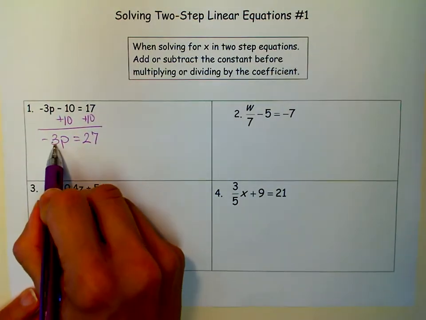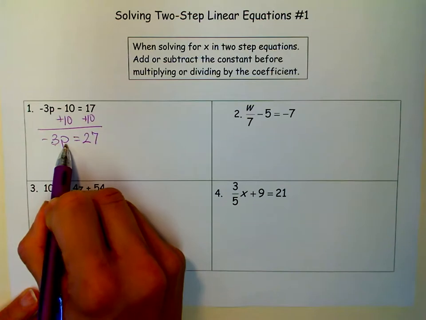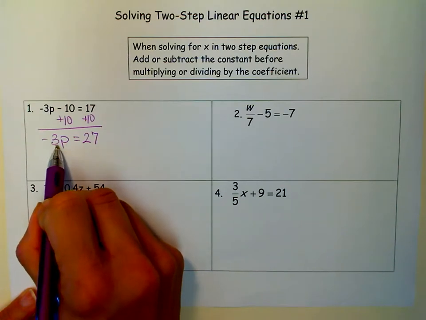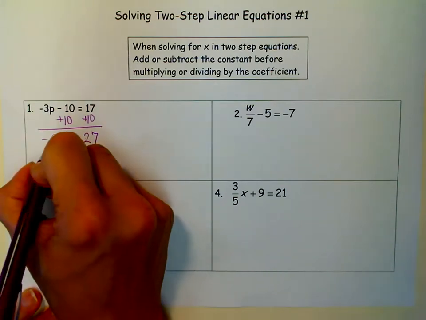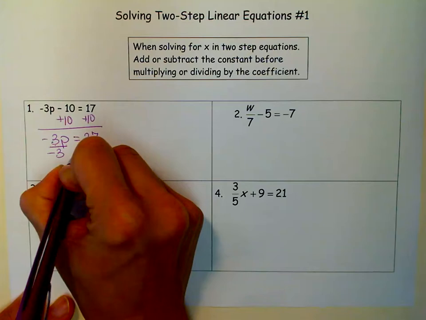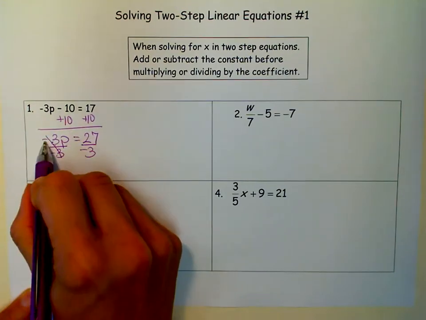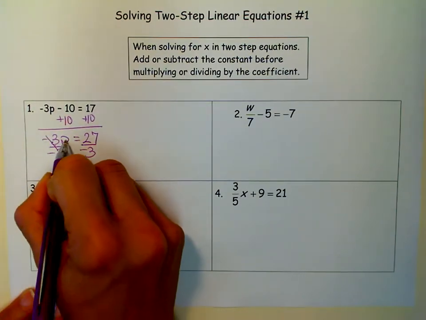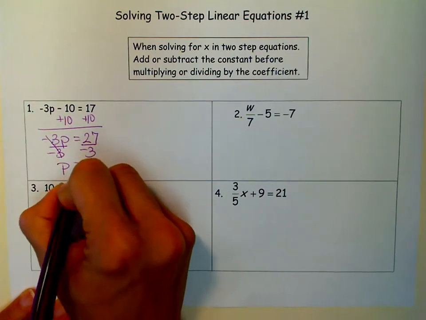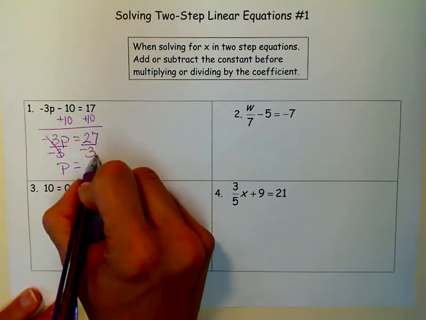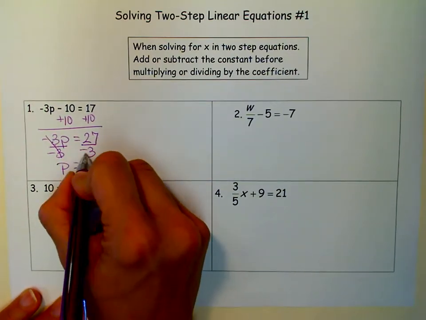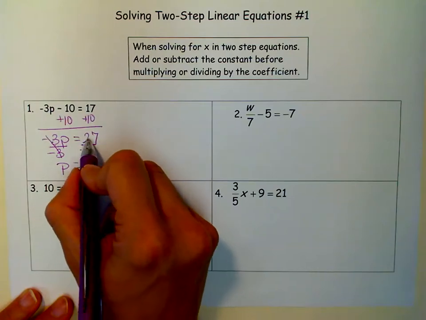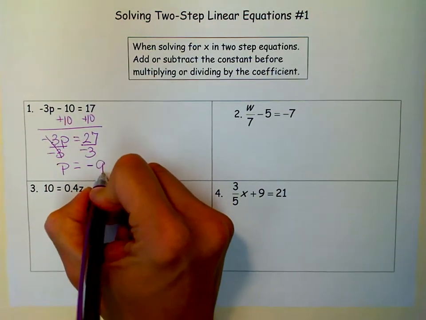Now I get rid of the coefficient. It is being multiplied by the variable. I must get rid of it by doing the opposite of multiplication, which means divide. Negative 3 divided by negative 3 is 1. 1 times p is p. 27 divided by negative 3, a positive divided by a negative is a negative. 27 divided by 3 is 9.